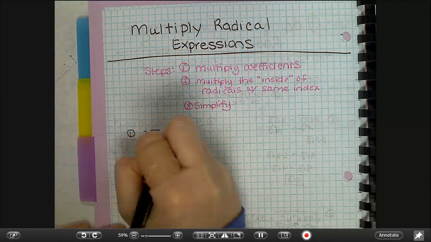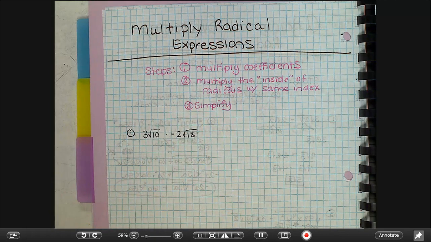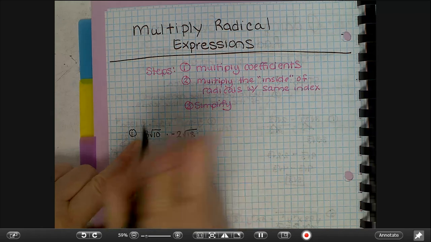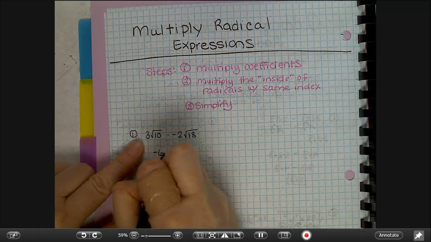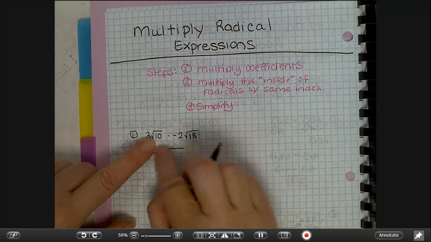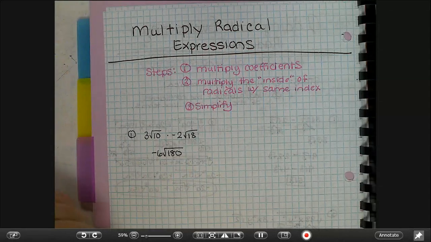3 root 10 times negative 2 root 18. So like I said, you're going to multiply the coefficients. 3 times negative 2 is negative 6. We have the same index. They're both square roots, so we're going to multiply the insides. 180. And then from there, we're going to simplify.